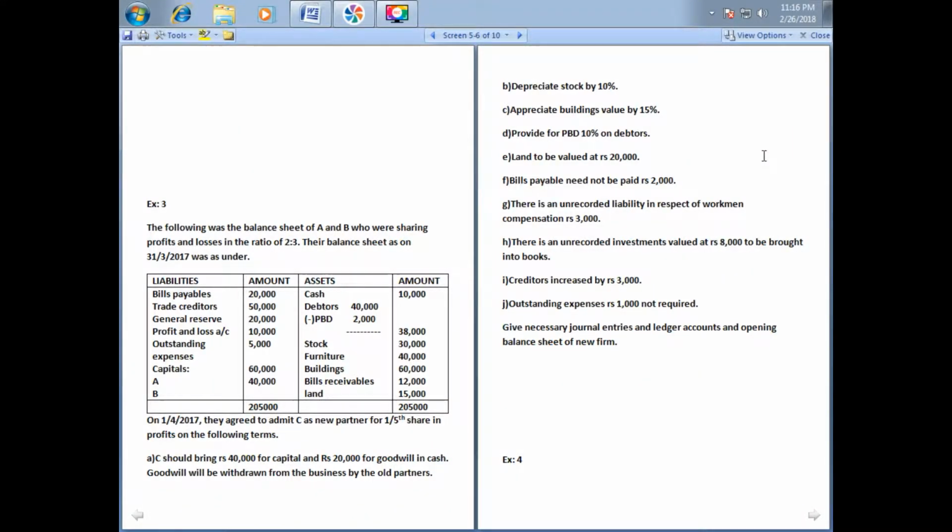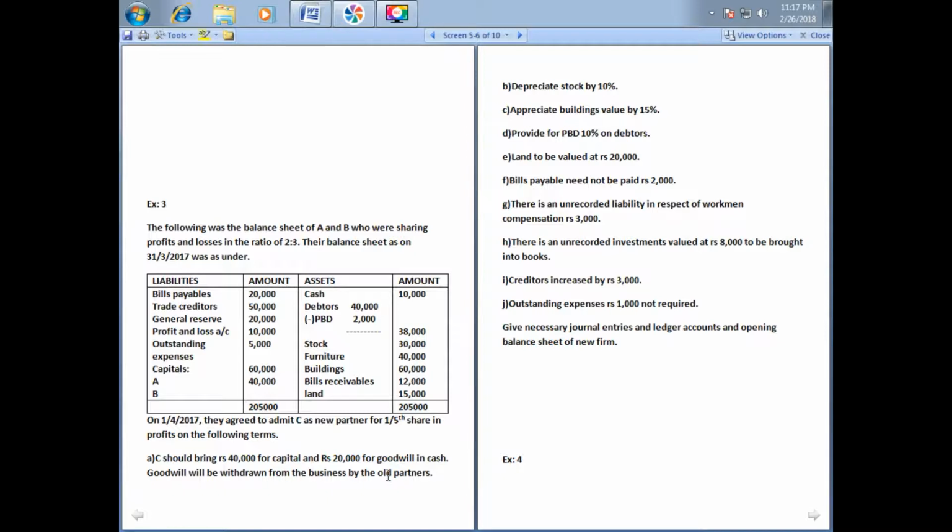See this problem, example 3. Here a point is new. C should bring 40,000 for capital and 20,000 for goodwill in cash. Goodwill will be withdrawn from the business by the old partners. What is the new point here? New partner is bringing capital, goodwill both, and old partners want to withdraw the goodwill from the business.